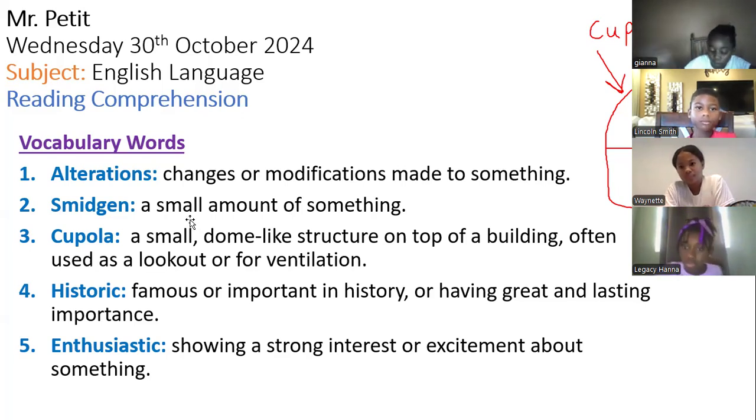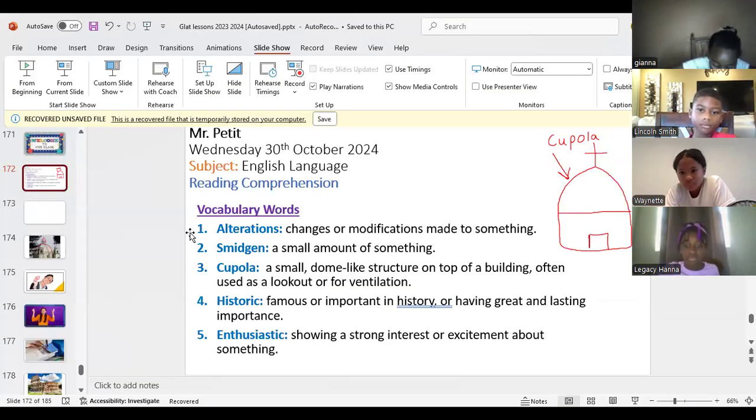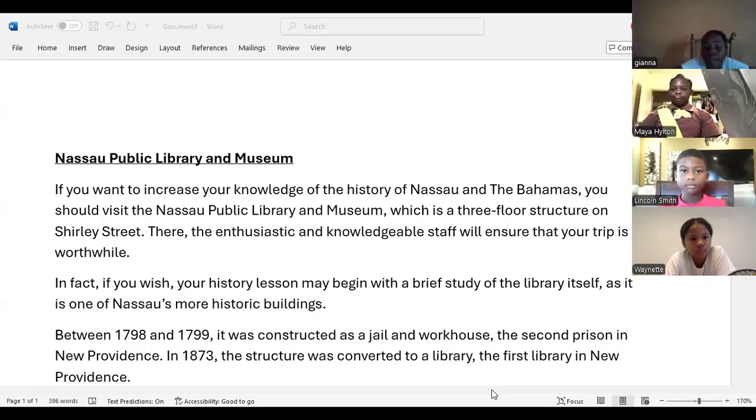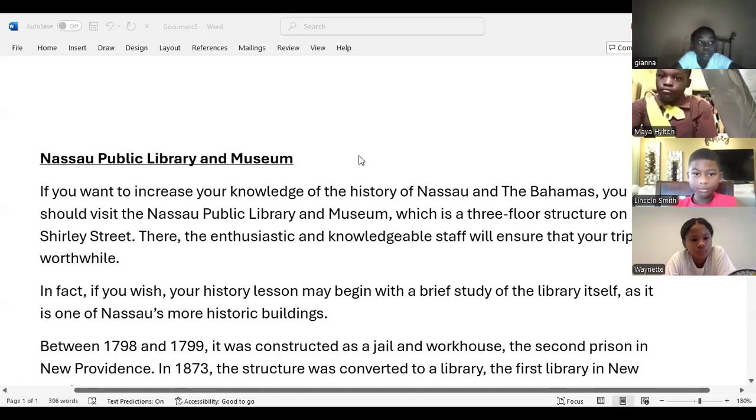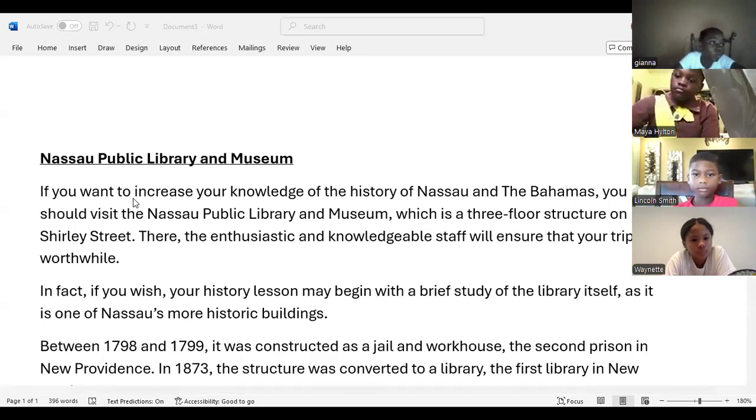Okay, so based on this, we're gonna read a passage. The passage is gonna contain all of these words, all 5 and more. Everyone is not gonna get a chance to read, but I'm gonna choose some of you to read. And then we're gonna answer some questions based on them. Okay, go ahead, Lincoln, read the first paragraph. Start from the top.